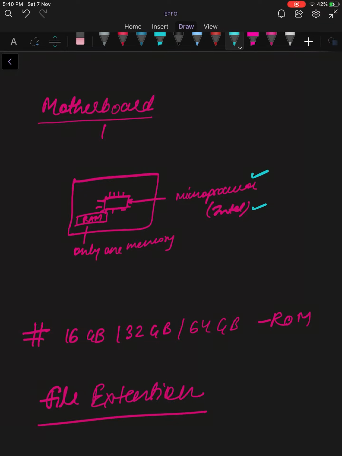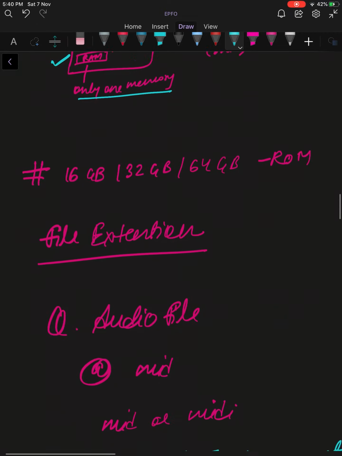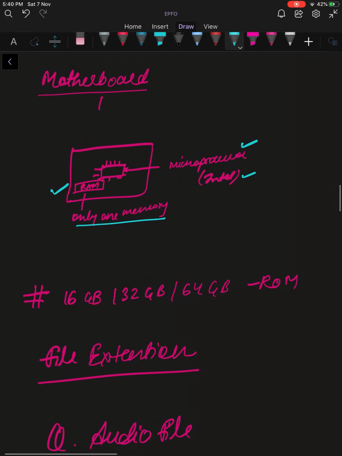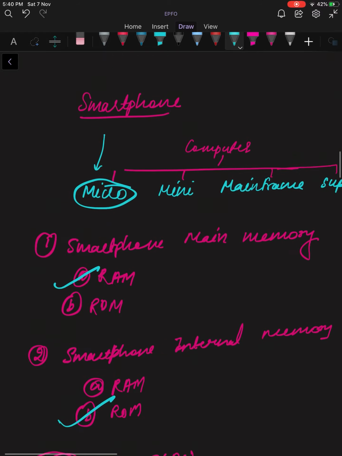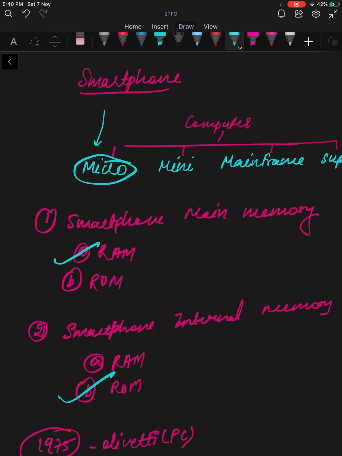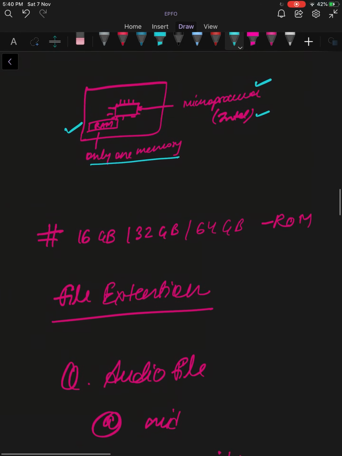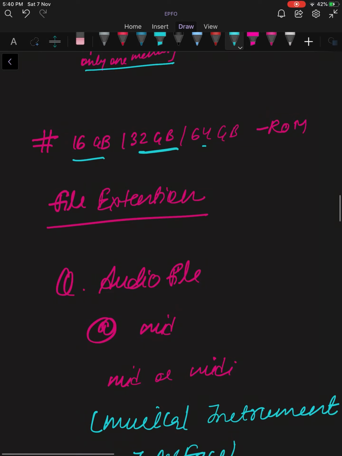We know the Intel microprocessor in most of the pieces, and there is only one memory in our computer, that is RAM. So internal memory and main memory is only one in the case of the computer, but in the case of mobiles and smartphones, we know this internal memory is ROM and main memory is RAM. Now we know that 16 GB, 32 GB, 64 GB device storage in mobile, that is called ROM.